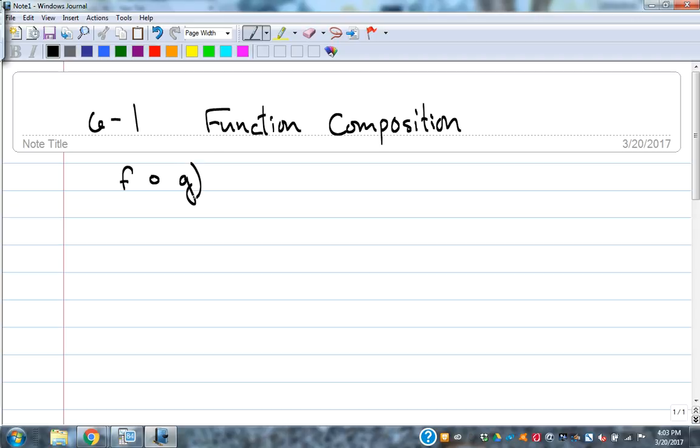So f composed with g of x. What that means is you're taking the g of x function, or whatever function is written second, and putting it inside of the first function. So you're replacing x in f with whatever the g of x function is. Really, it's the y values from the g of x function going in as the x values of the f of x function that is happening there.